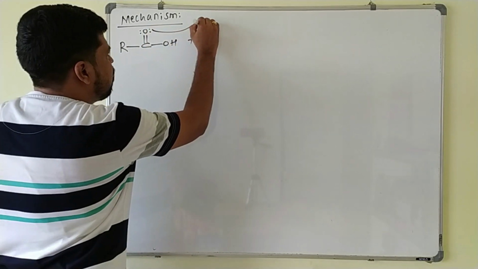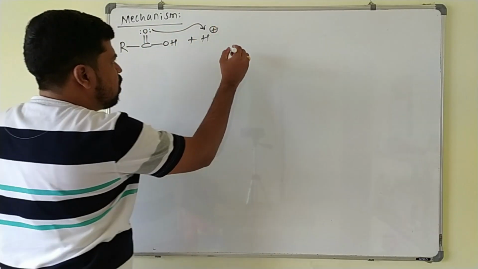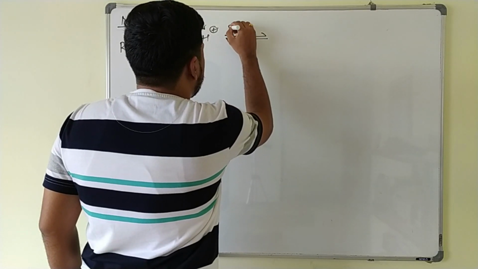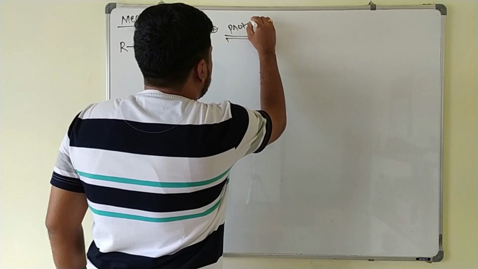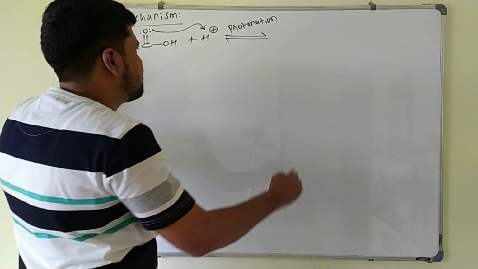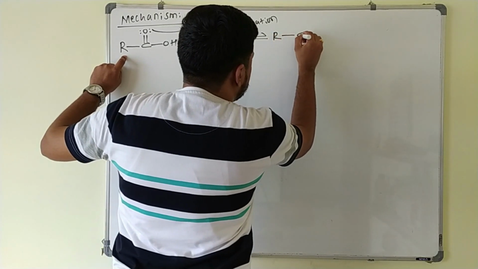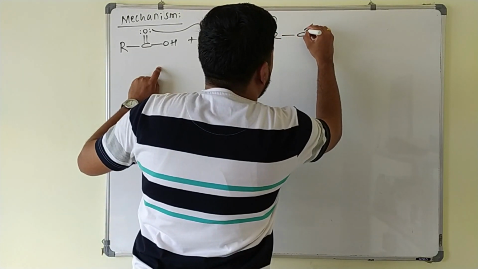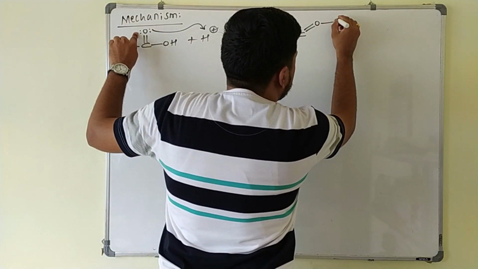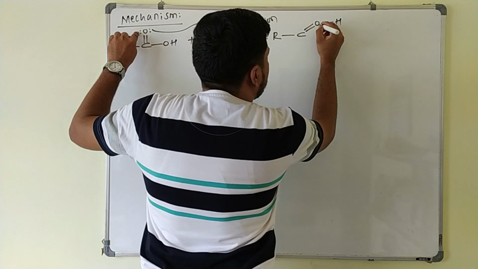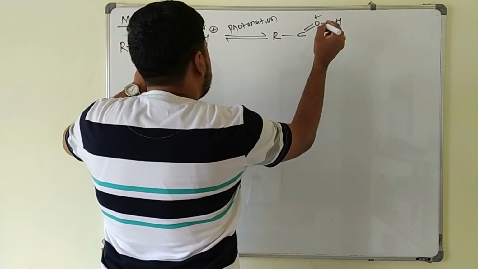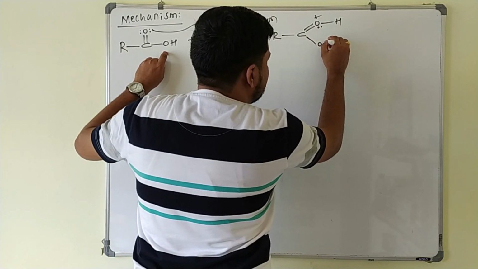These lone pair of electrons are given towards this proton. So in this first step, it is a reversible reaction. This is protonation. So what happens here: R C, you will get a double bond to oxygen, one lone pair of electrons is given towards the hydrogen, one lone pair of electrons as it is, and it is forming a third bond, so it will get a positive charge. Next, this OH will be as it is.